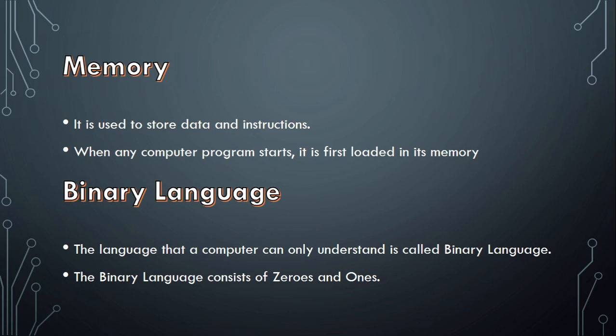Binary languages. The language that a computer can only understand is called binary language. The binary language consists of zeros and ones. Computer can understand only two commands: on, which is represented by 1, and off, which is represented by 0.